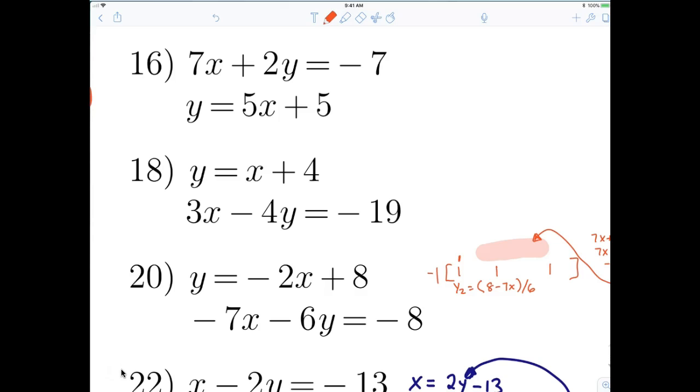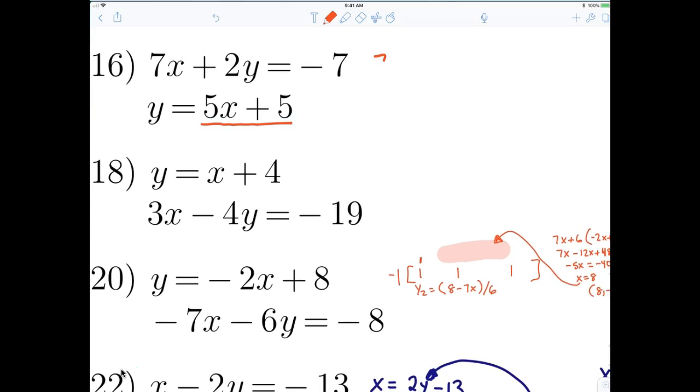All right, so here we go. Wherever I see a y, I can put what? 5x plus 5. So 7x plus 2 times (5x plus 5) equals negative 7. Do you agree? Yes. 7x plus 10x plus 10 equals negative 7. You with me? 17x plus 10 equals negative 7.